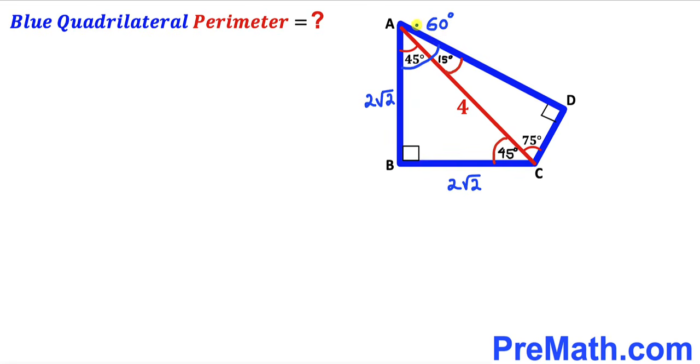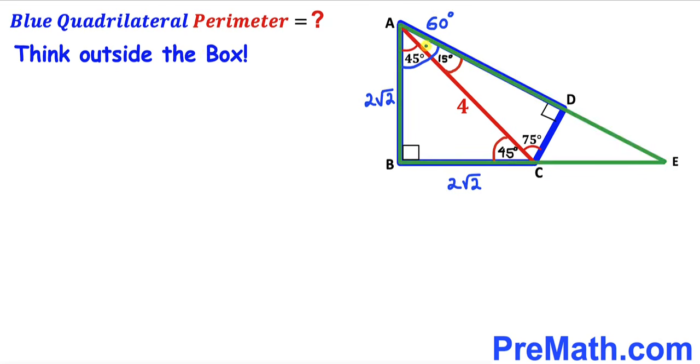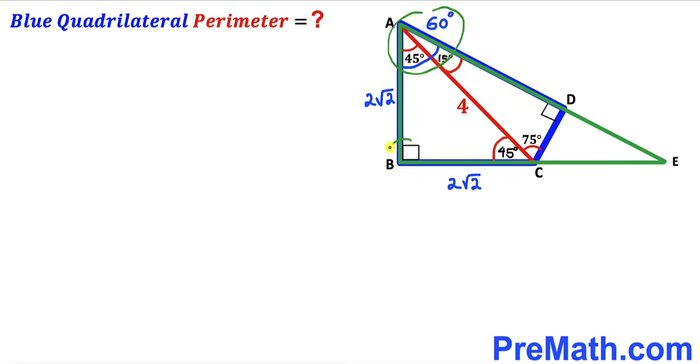And now let's make observation once again. We know this angle is a 60 degrees angle and this is our 90 degrees angle. So therefore, we are going to think outside the box to make our job simple. So therefore, we have created this right triangle ABE that superimposes this blue quadrilateral. And now we know that this angle is 60 degrees. This angle is 90 degrees. So therefore, this angle has got to be a 30 degrees angle.